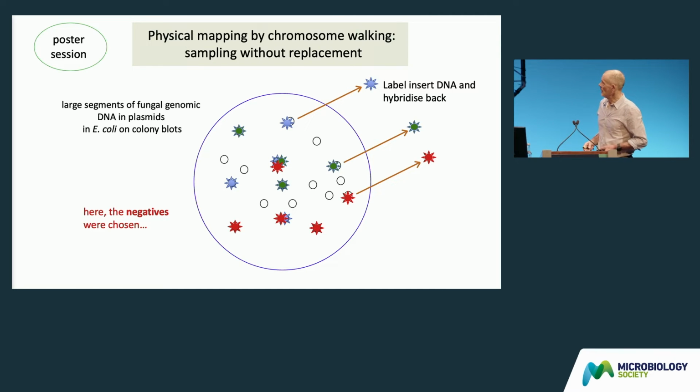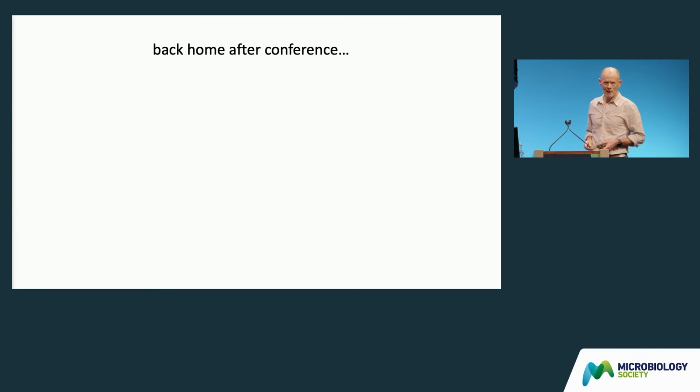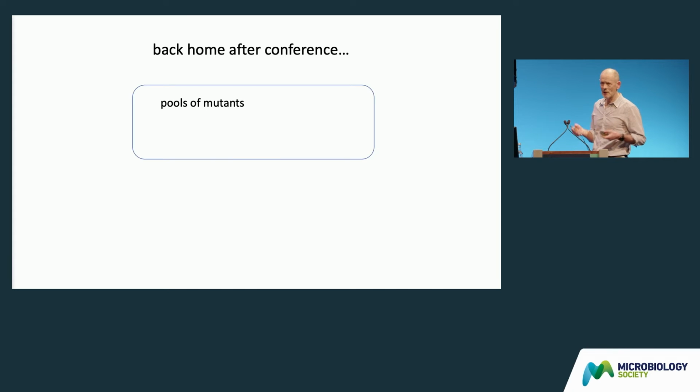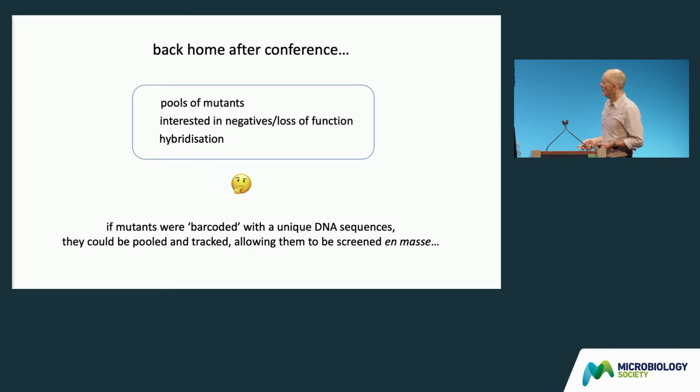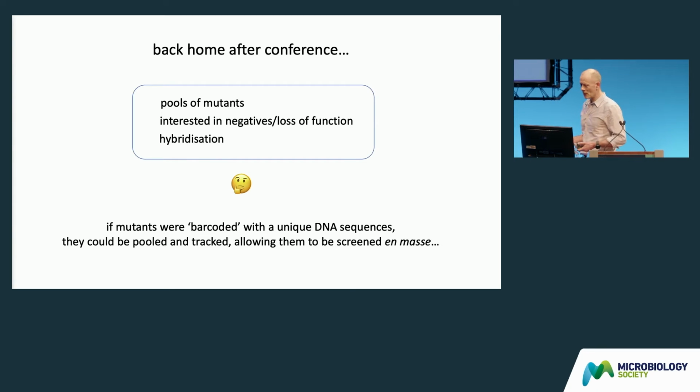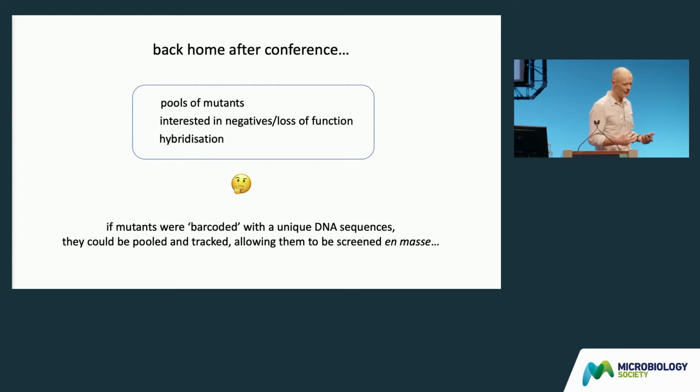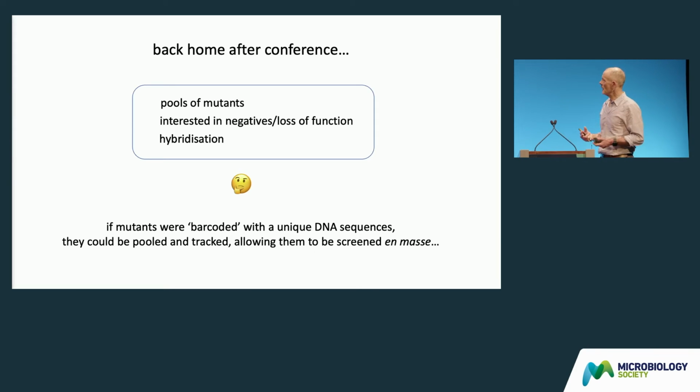So that registered with me, and somehow on the way back on the aeroplane to my home in London, I couldn't stop thinking about this. I was thinking about pools of mutants, the fact that we were interested in the negatives, in loss of function, and the use of hybridization. And that evening, I continued to think about it, and slowly began to emerge an idea that if we could make mutants and actually barcode them in some way, give them identifiers, that would then enable us possibly to pool them together and track them, allowing the mutants to be screened en masse.